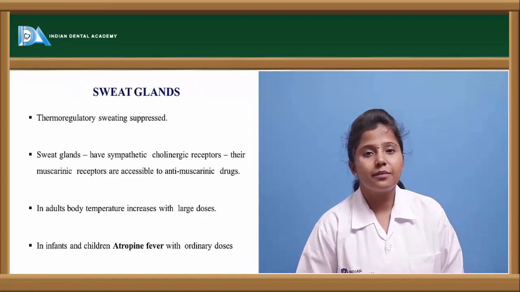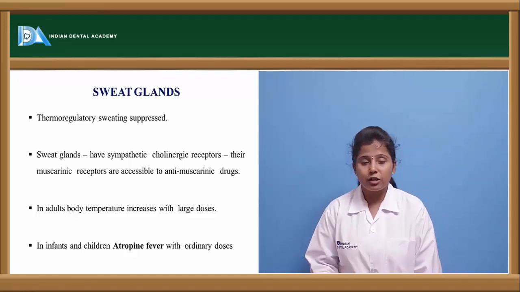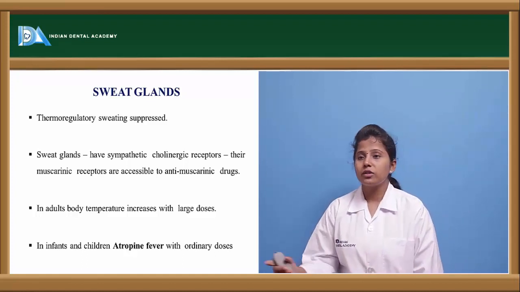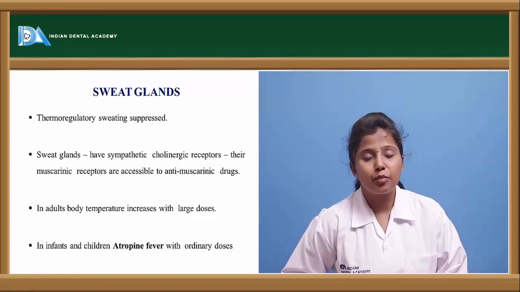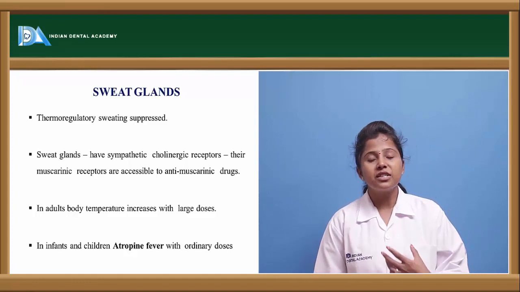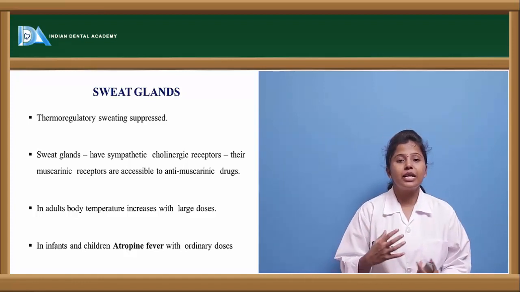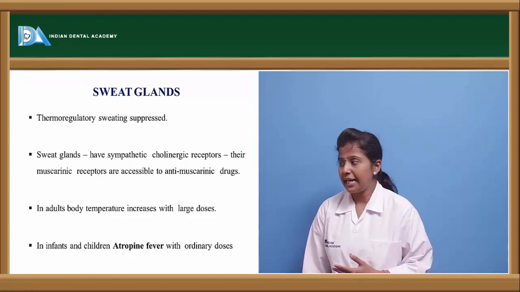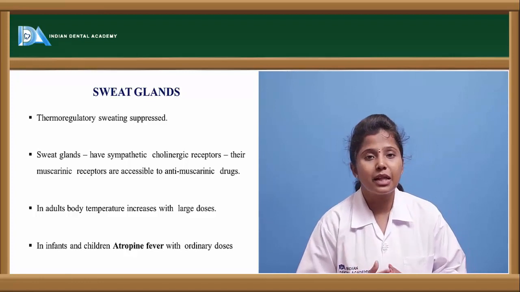What are the effects on sweat glands? Even the sweat gland secretions can be reduced because of these antimuscarinic effects. If sweating is not taking place properly, then the temperature inside the body will increase. The thermoregulation of the body can be altered because of these antimuscarinic drugs, and in adults the body temperature will increase with larger doses.